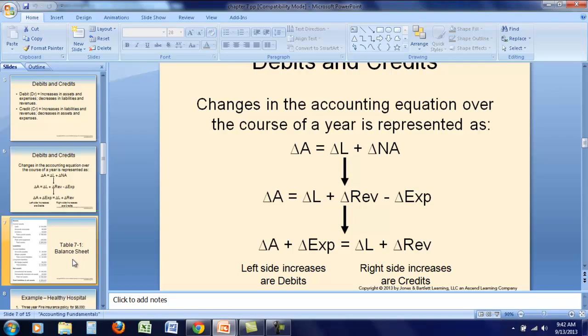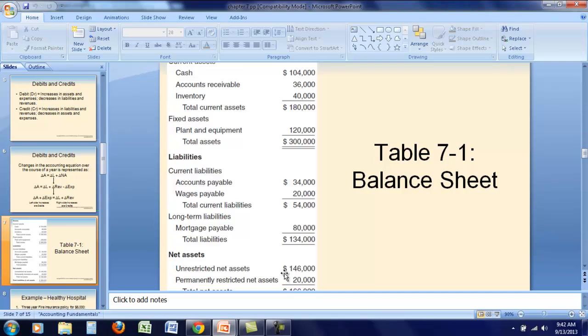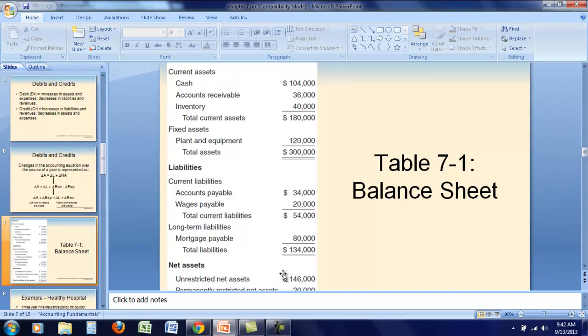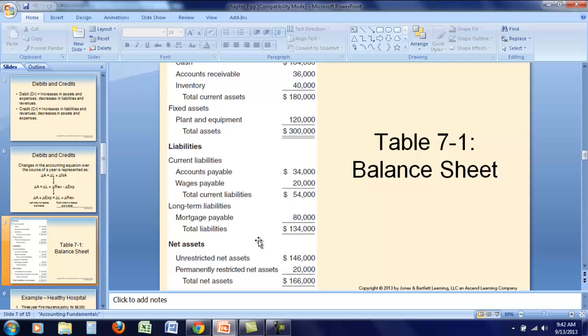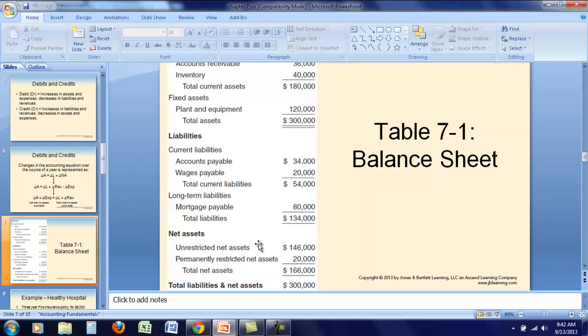So let's take a look at an actual example. Let's look at Table 7.1, the balance sheet, which we discussed. Remember, we have assets on the upper side, which has current assets and then long-term assets. Long-term in this example is plant and equipment. Then we look at the liabilities, which has current liabilities and long-term liabilities, and then we have net assets. If you look, the total assets of $300,000 equals total liabilities and total net assets of $300,000, which is in accordance with the accounting equation.